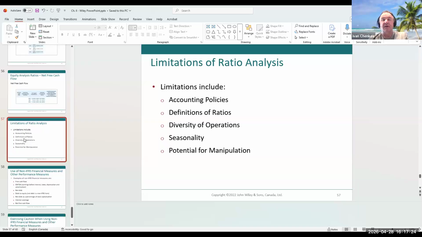Diversity of the operations. How diversified the company is means how affected the company will be by small changes in the economy. Seasonality will be another thing. Is it a seasonal business? Is it not seasonal? And obviously, potential manipulation from the management, from the owners of the company, or simply from the management of the company.